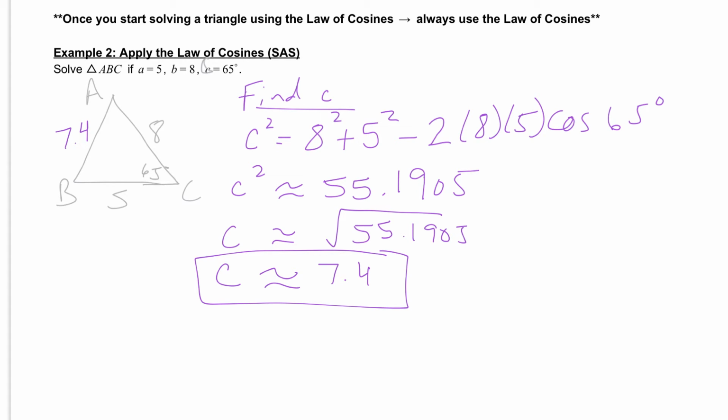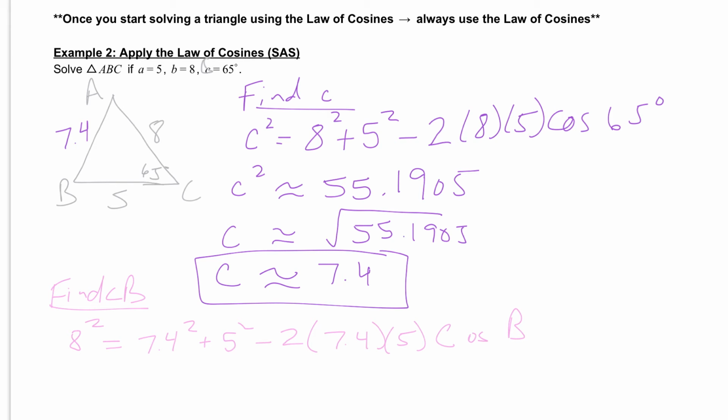And then once we have that, we can go ahead and find any of our other angles. So let's go ahead and find angle B. To find angle B, we're going to be using the sides next to it, and this is going to be the one that's on its own. So 8 squared equals, since this is the one we're using to find angle B, we're going to square these two sides and add them together. So we have 7.4 squared plus 5 squared minus 2 times the product of those two sides, so times 7.4 times 5 times the cosine of B.